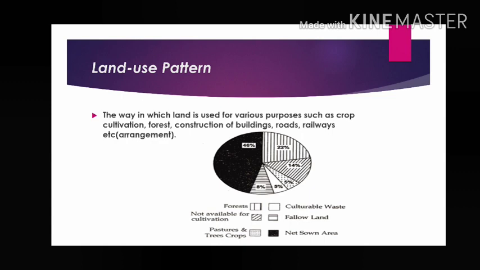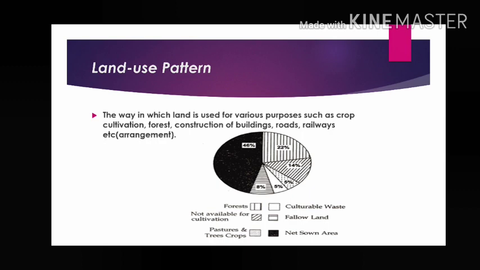First of all, before going to the discussion of the term land use pattern, let us see what is called land utilization. When we are using the land resource for various purposes, that is called land utilization. Use of land for various purposes. So what is land use pattern? The way in which land is used for various purposes such as crop cultivation, forest, construction of buildings, roads, railways, etc. That means land is not only used for crop cultivation, but also for other activities like forestry, construction of buildings, roads, railways, setting up of industries. That's why it is called land use pattern.